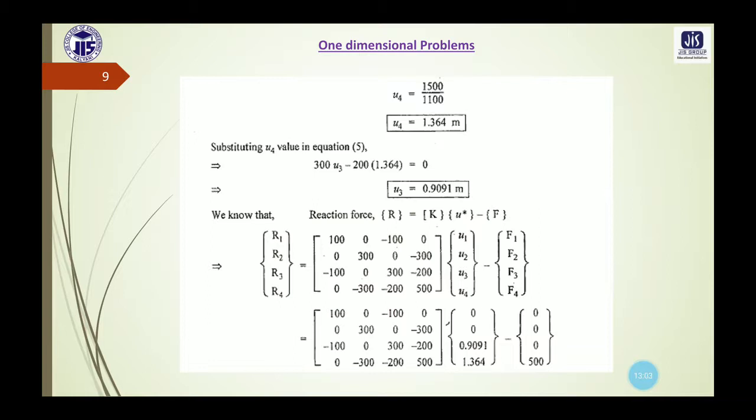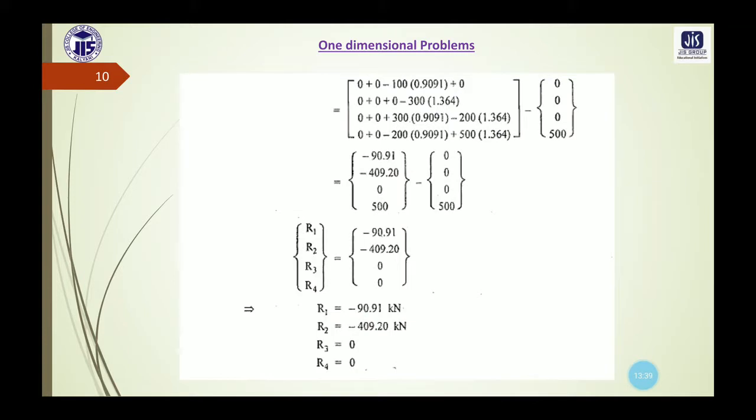Next, we need to find the reaction force, and the mathematical representation of the reaction force is: the column matrix R equals the spring stiffness matrix multiplied by the nodal displacement matrix minus the force vector matrix. Here all the values of K, U and F are known to us, so we can put these values here. After that we need to perform the matrix multiplication and the subtraction.